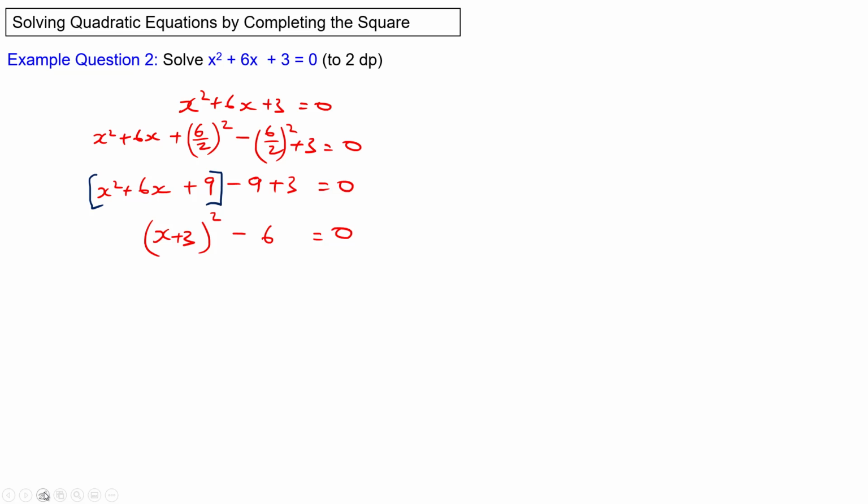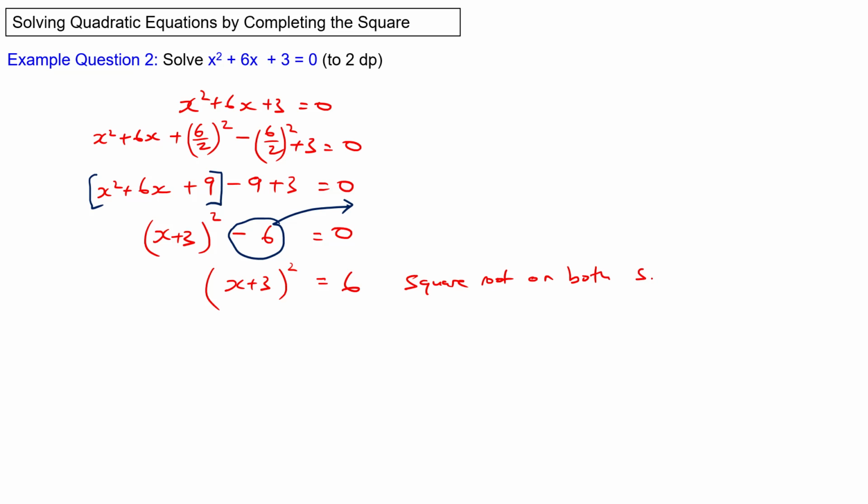So let's get the 6 over to the right hand side. It's minus 6 here. So when we float it over, it becomes plus 6 on the right hand side. So we've got x plus 3 squared is equal to 6. So we square root both sides. And so we end up with x plus 3 is equal to the square root of 6.